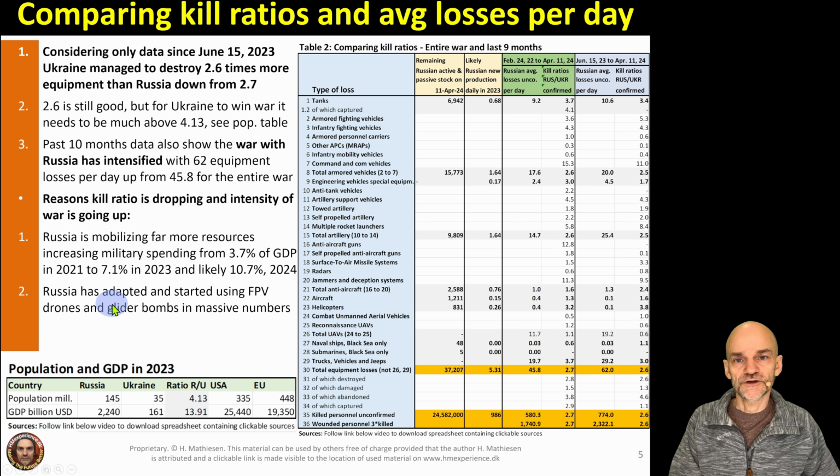But Russia has adapted. They are also producing a lot more of these drones now, and that means they're killing many more Ukrainians.